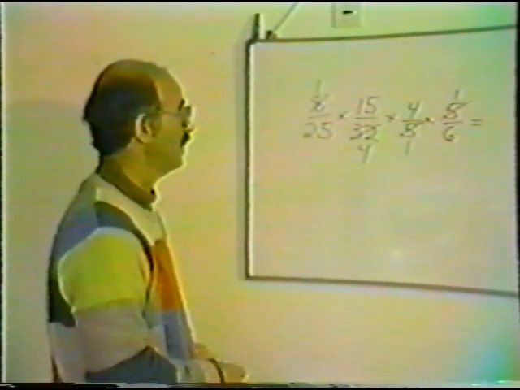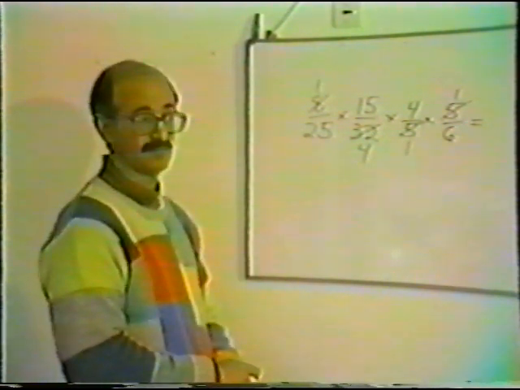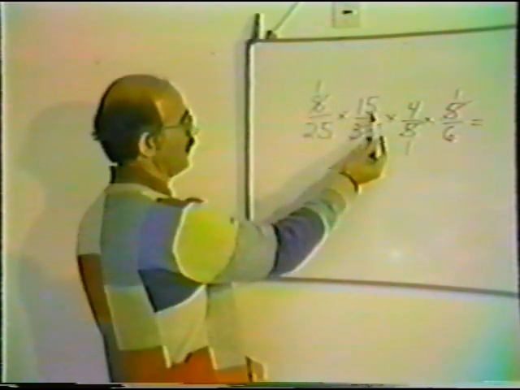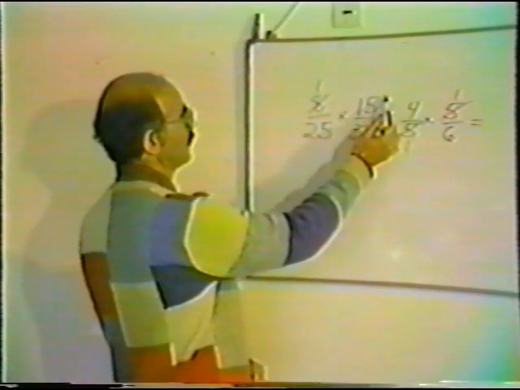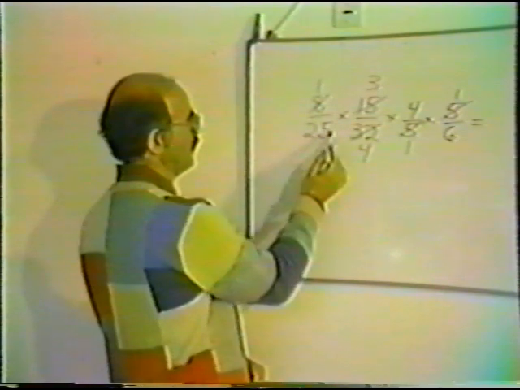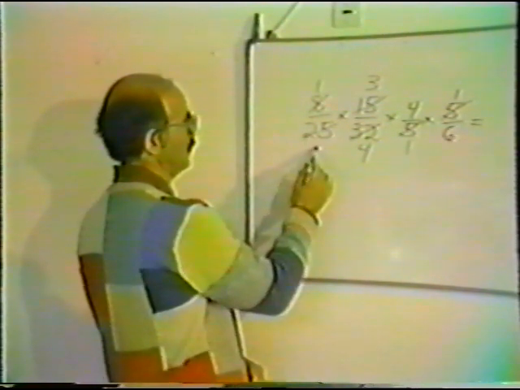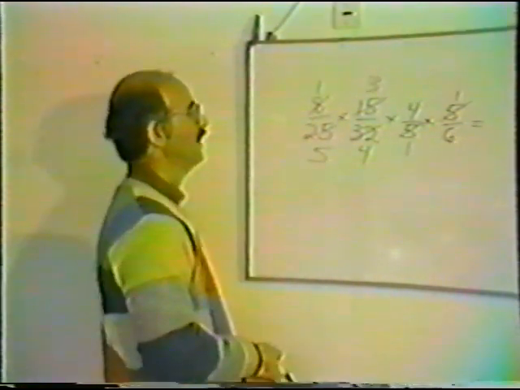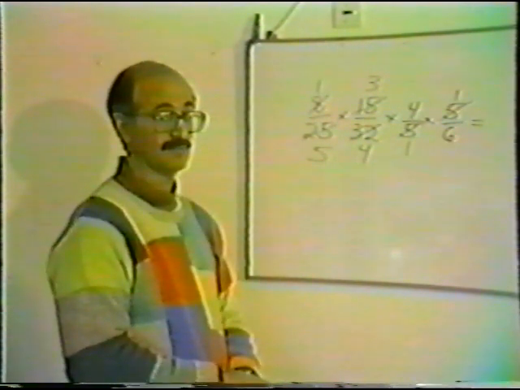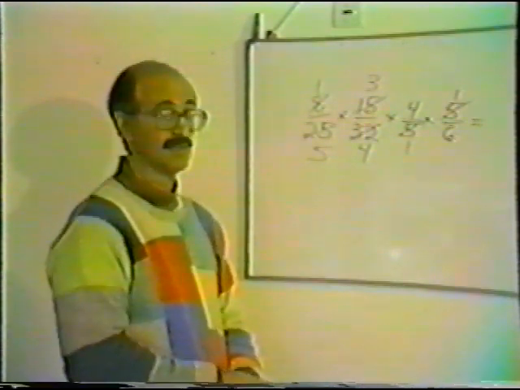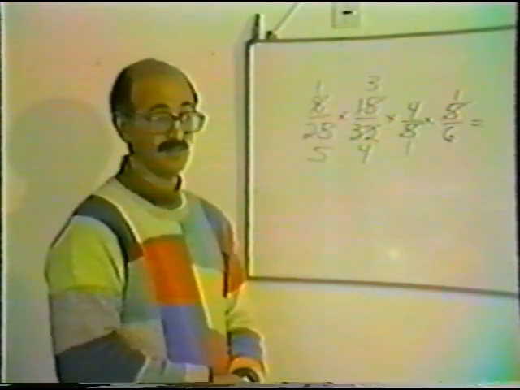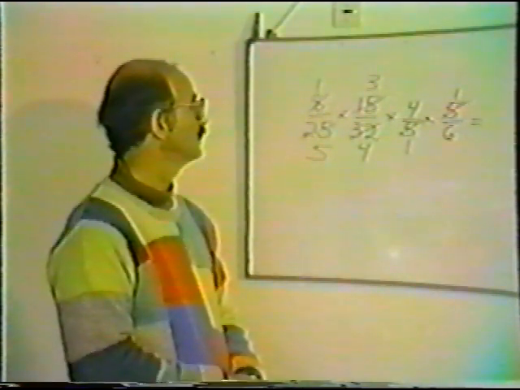What's another pair of numbers that we can cancel? 15 and 25. I can hit them both with 5. 5 into 15 is? 3. 5 into 25 is? 5. Are there any more numbers that I can cancel? Yes, there are. There are some that I can hit again. What is a pair of numbers that I can cancel? 4 and 6.